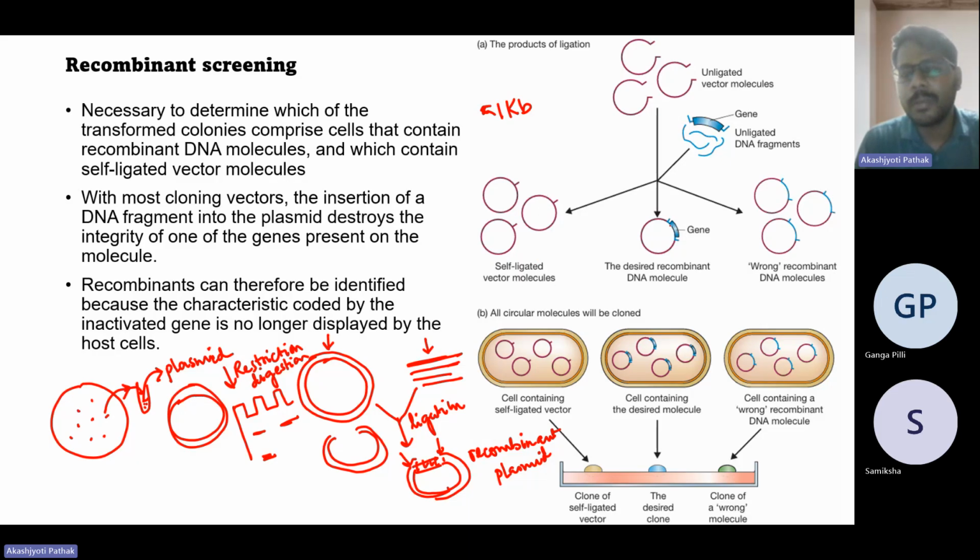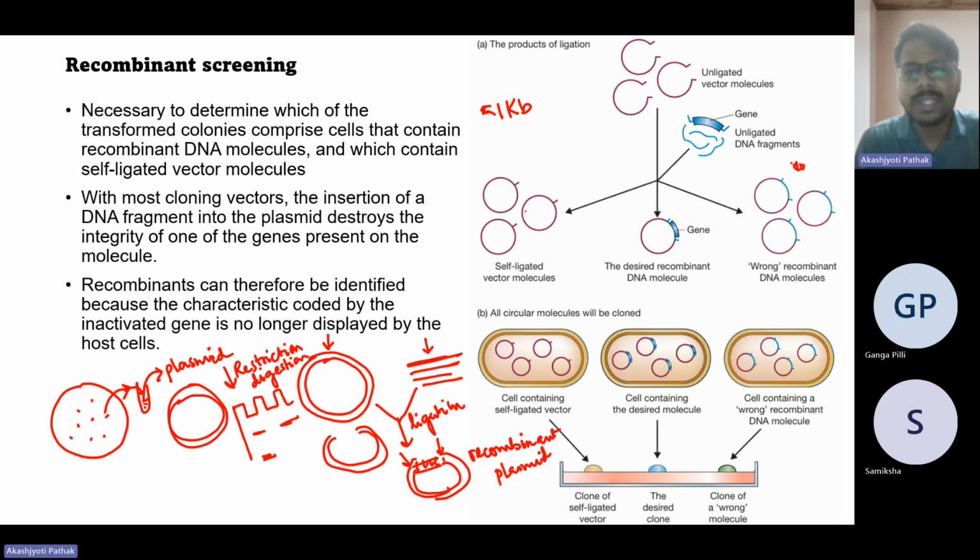Then there will be one population where you will get your desired plasmid, which is the plasmid having the gene of interest cloned in it. And then there will be wrong recombinant DNA molecules, where the gene of interest has not got cloned, or the wrong gene of interest has been cloned in this plasmid, or it has entered in the wrong site. So now all these circular molecules will be cloned.